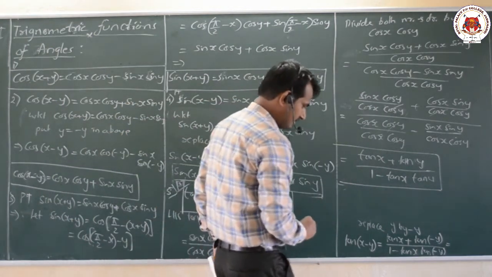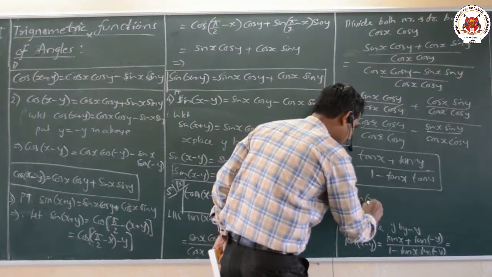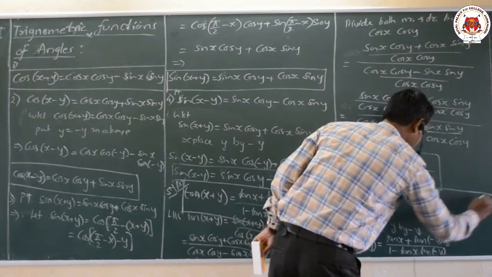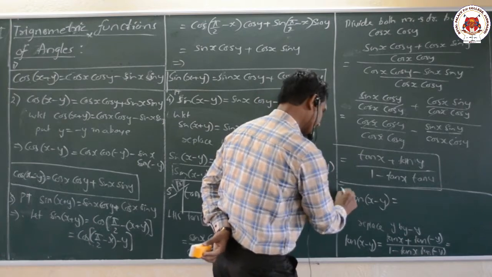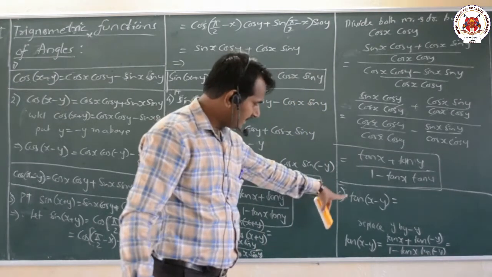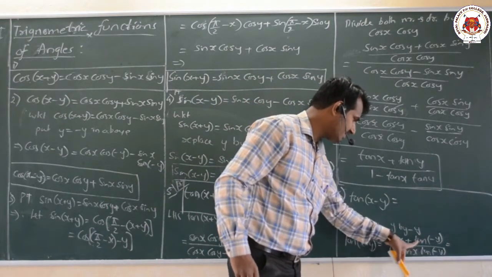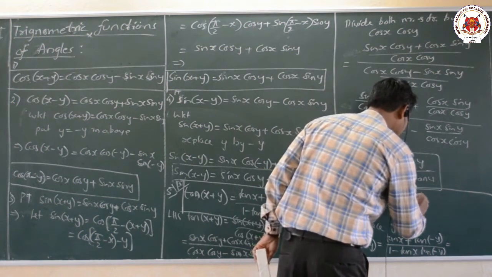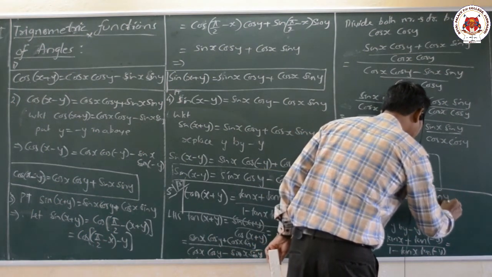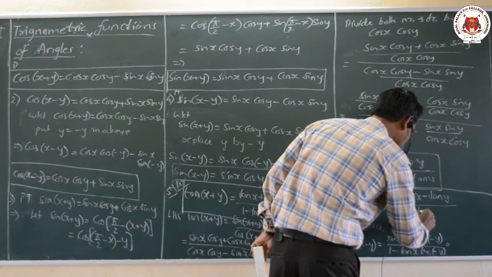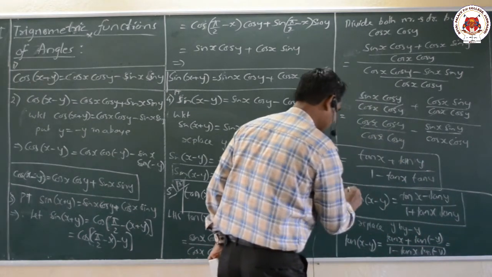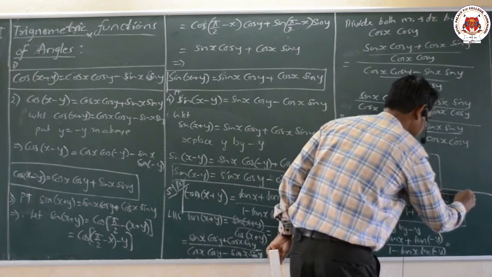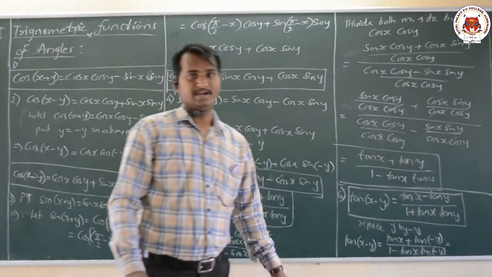Now here that is nothing but tan of x minus y. Tan of x minus y, this is nothing but our equation number 6. Tan of x minus y equal to tan x, tan of minus theta is nothing but minus tan theta, so tan x minus tan y whole divided by 1 plus tan x into tan y. Okay, that is nothing but our required result.